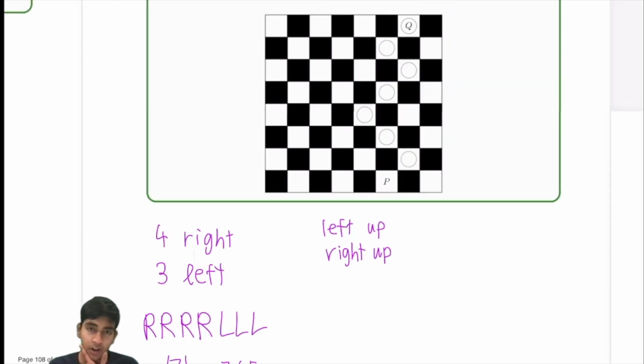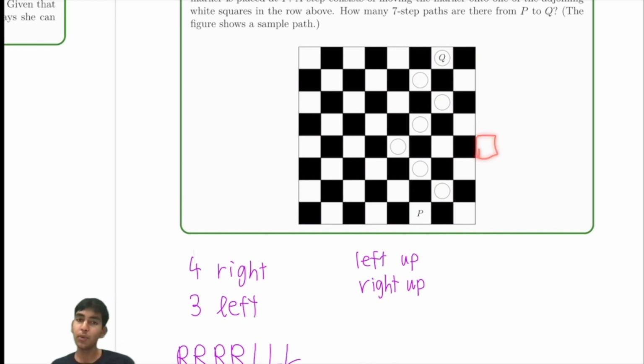But be careful here, not all of these ways actually work, because they can go off the grid. For example, something like this would work if the grid was large enough, but it isn't large enough, so something like this wouldn't work because there's no square here. So we have to somehow subtract these cases using complementary counting. How should we do that?